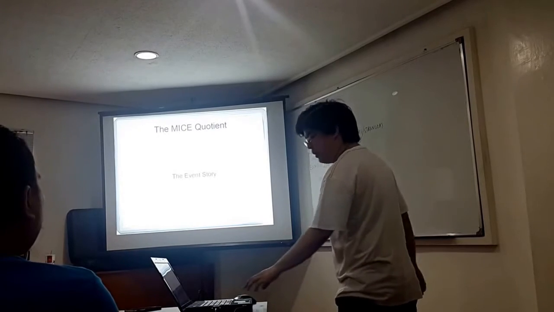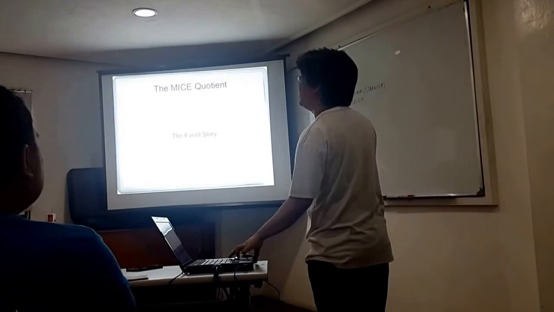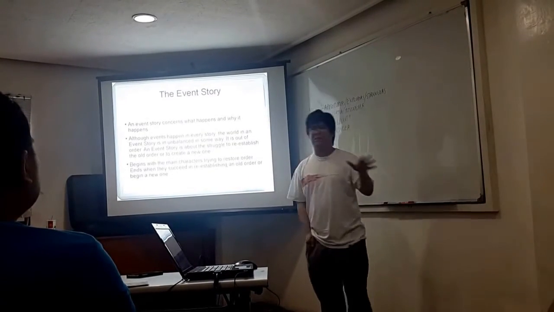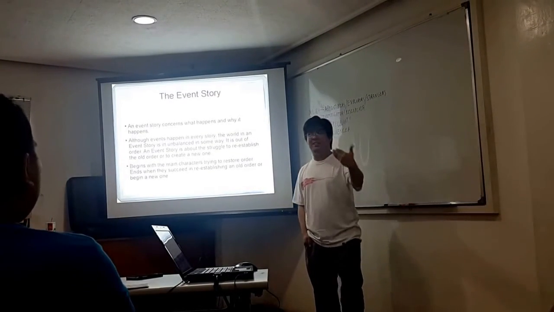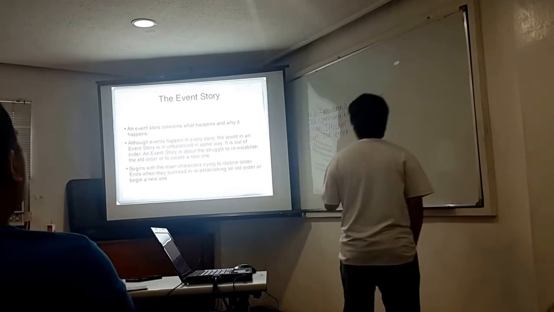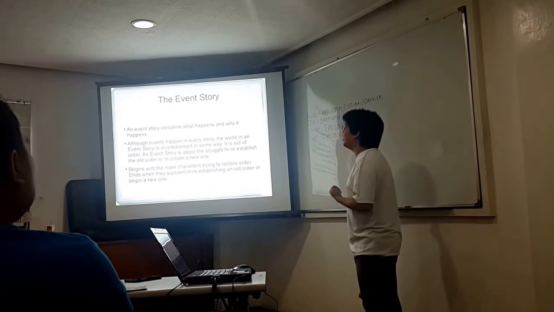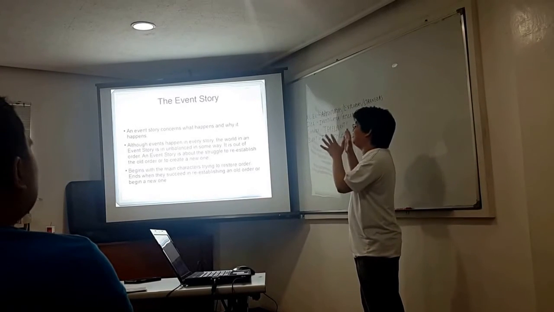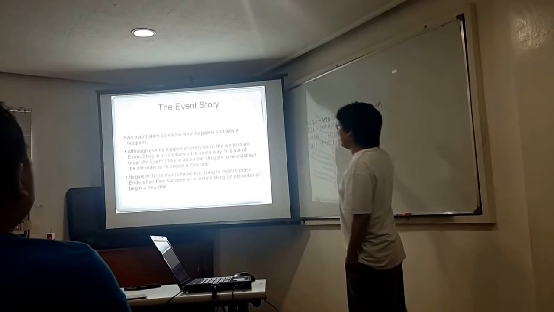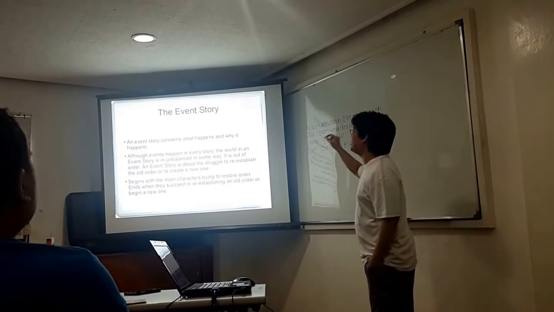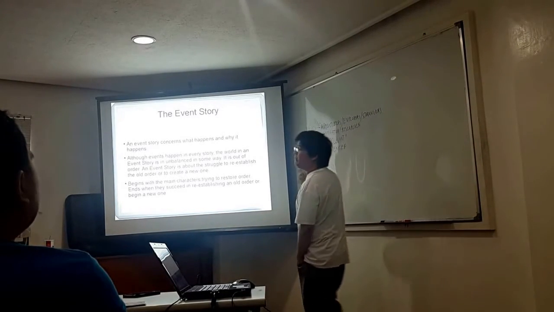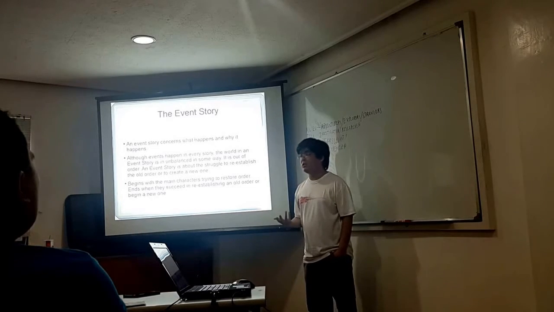Okay, so we go to the event story. Again, I'm avoiding the idea first. In an event story, it's about what happens and why it happens. But here's the problem: isn't every story an event? Yes, like I said, all stories have all 4 elements. But although events happen in every story, the world in an event story is unbalanced in some way. It is out of order. An event story is about the struggle to reestablish the old order or to create a new one. Okay? In other words, in an event story, the world is in chaos somewhere.